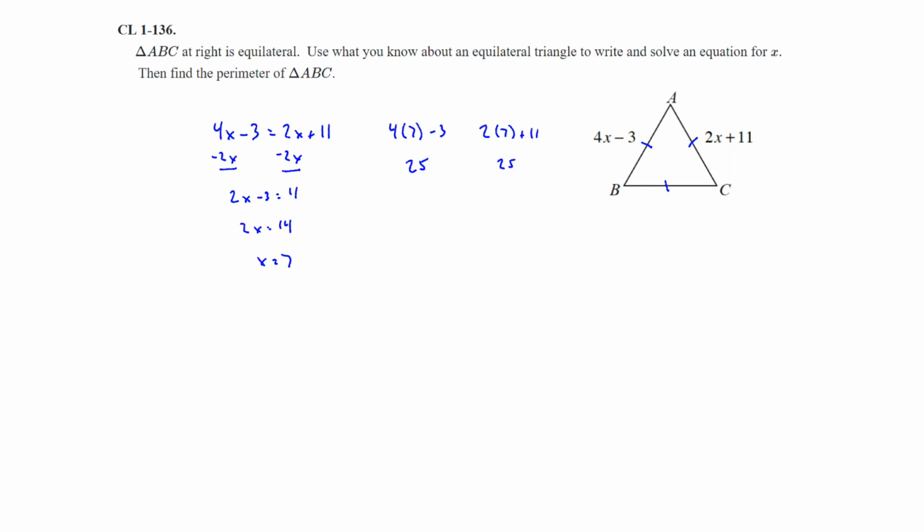So, I guess I go back and finish reading the question, but we did write and solve an equation for x, so we got that part done. Then it says find the perimeter. So now that we know all the sides are the same, 25 times 3 is equal to 75, so the perimeter would be 75 units.